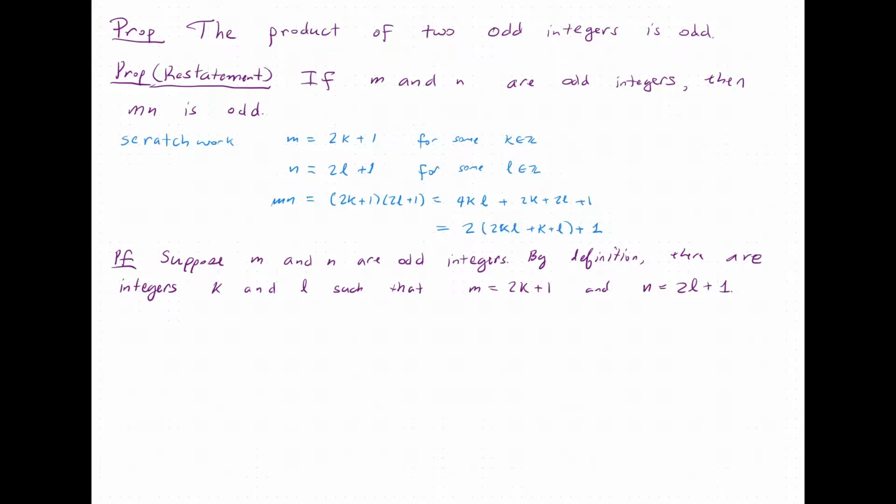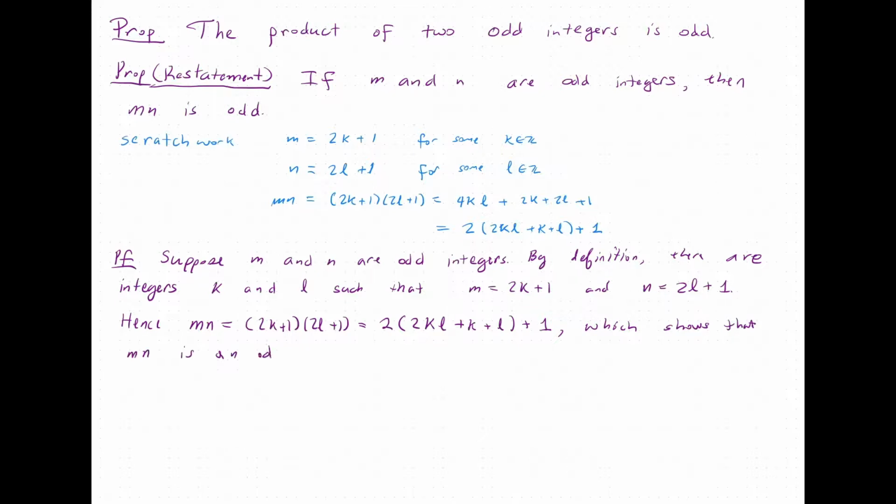And so now we have that portion of the scratch work. And now we go ahead and multiply. So hence, m times n is equal to (2k plus 1)(2l plus 1), and we already have the scratch work, so we can go ahead and write that this is the same as 2kl plus k plus l plus 1, which shows that m times n is an odd integer. And we're done. We got the proof.